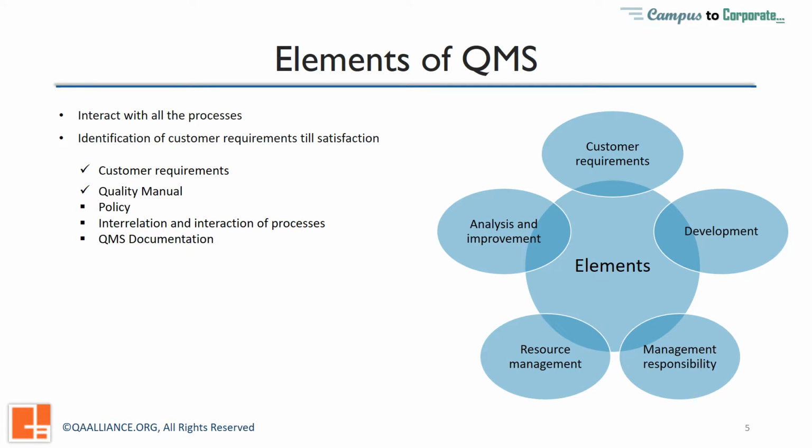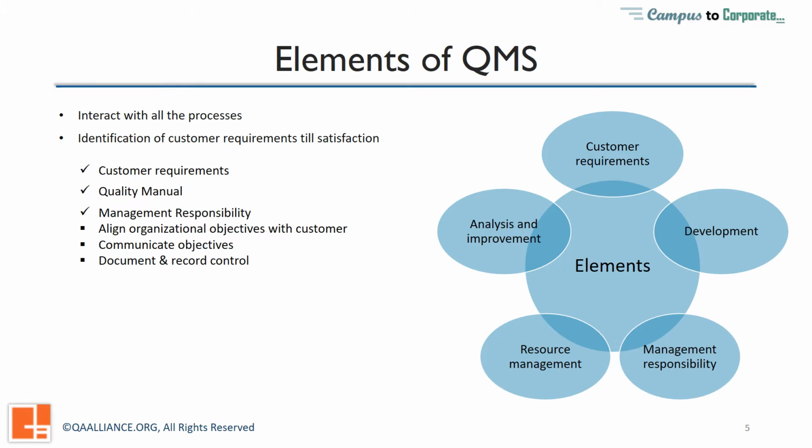It includes quality policy, description of interrelated processes, interaction between processes and QMS documentation. Management must establish policy and objectives aligned with customers' goals to give a direction to the employees. Procedures for control of documents and records should also be put in place.